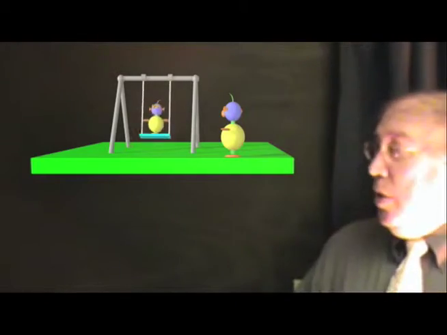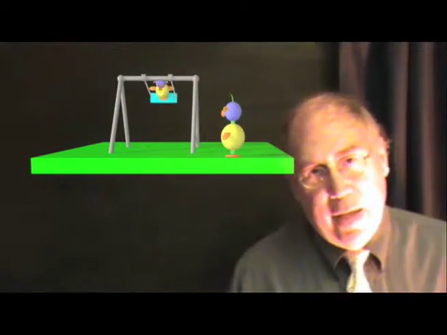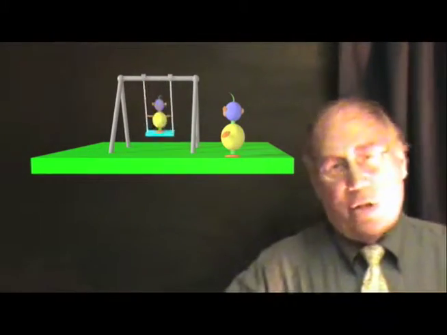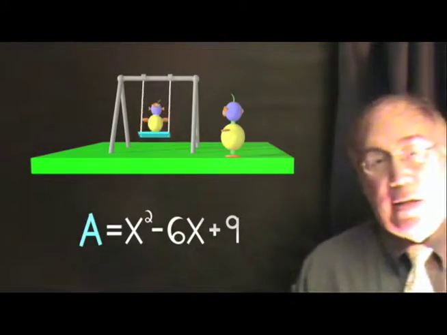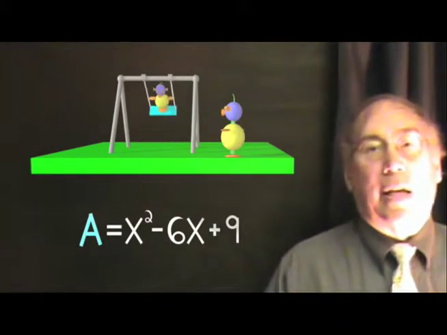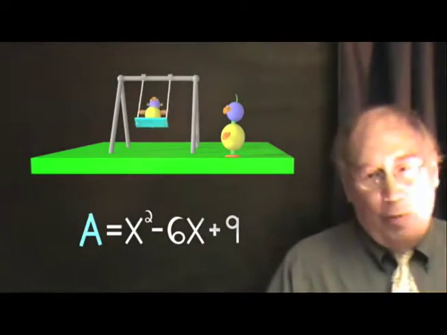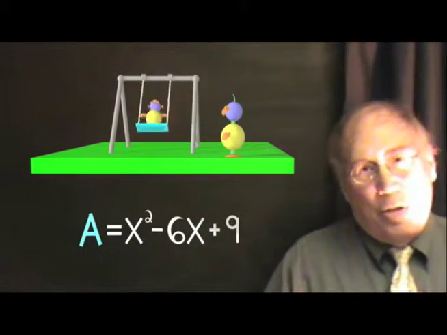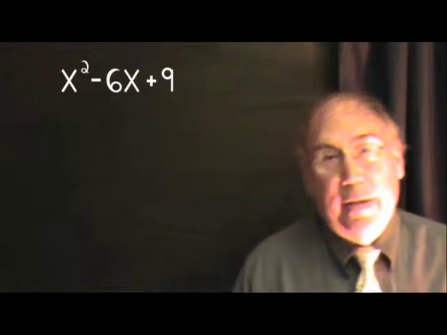Now, here we have Newton, and he's taken his son to the playground. Now, the playground is a square playground. And let's express that as a polynomial. So A equals x squared minus 6x plus 9, let's say. Now, if we would factor that, we would get the dimensions of the playground, the length and the width.